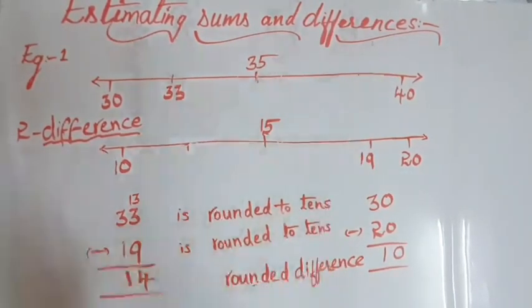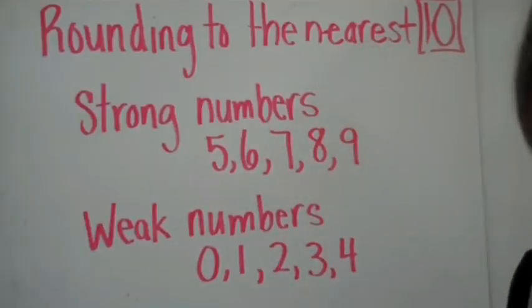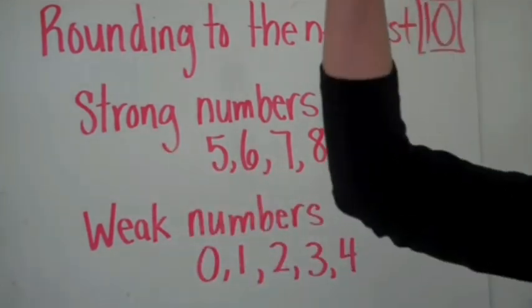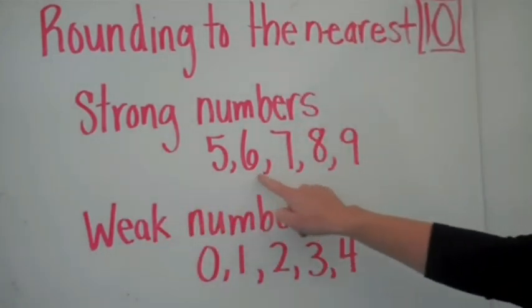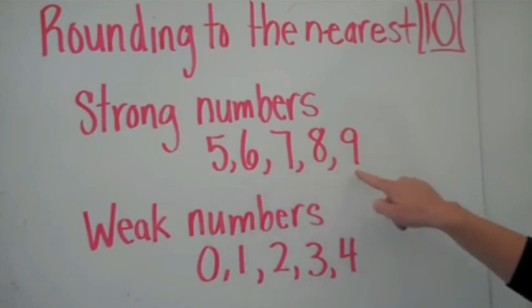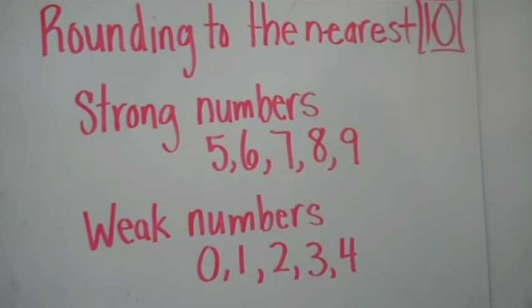estimates of differences. Today we're going to be rounding to the nearest 10. This is a review, but we're going to go over it. Remember our strong numbers. Those are the numbers that push the 10 up to the next number that we count. They are 5, 6, 7, 8, 9. They have lots of power. The weak numbers, which means that the 10 doesn't change, are 0, 1, 2, 3, 4.